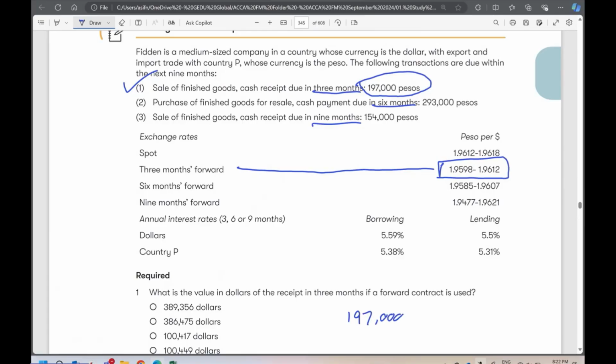197,000 pesos divided by 1.9612. Which answer will you get? D is the answer for it.